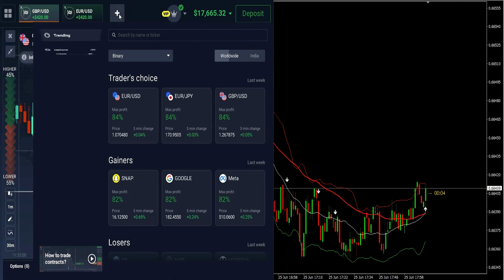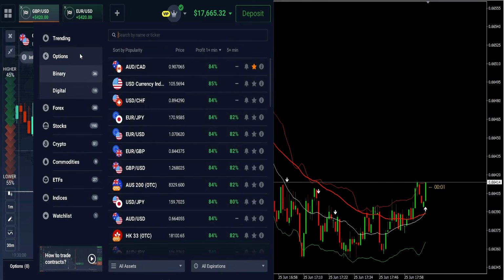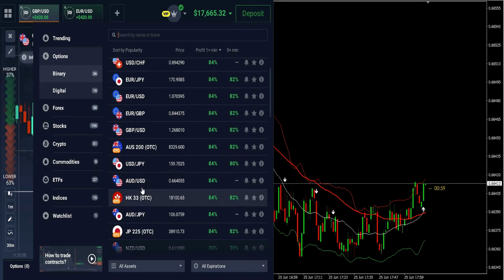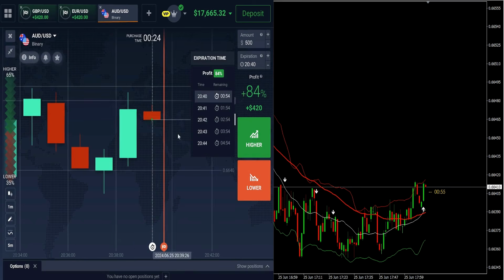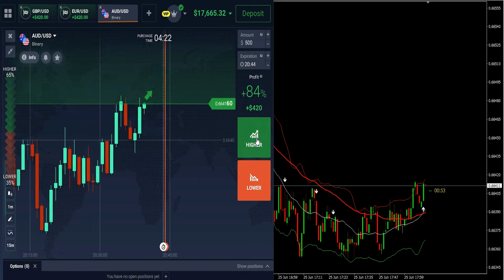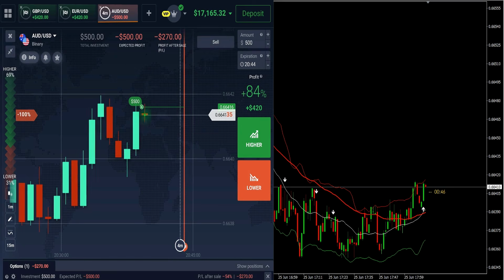Now let's continue analyzing more examples on the chart to see how consistent these signals really are. Because the more examples we look at, the better we can understand whether this indicator is truly reliable or not. Let's move to the next setup. All right, everyone, here we go. Another live trade, another real moment of truth.